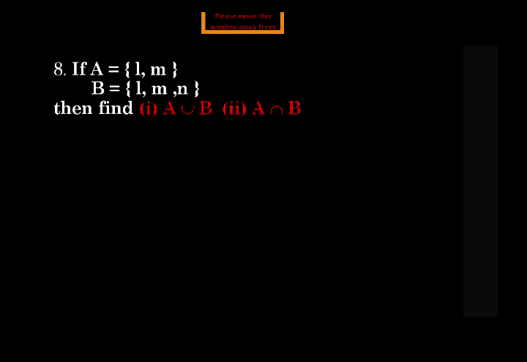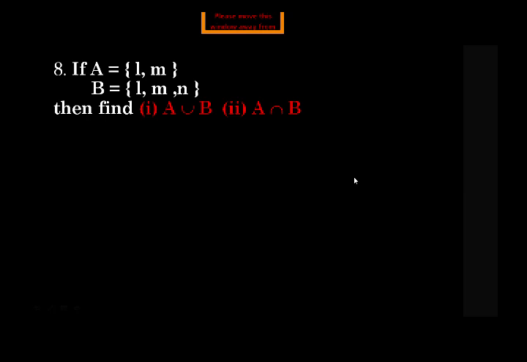Now we are moving towards the next question, that is question number 8. The question number 8 is, we have two sets A and B. A contains elements L and M, and B contains elements L, M and N. What we have to find? Again, we have to find A union B and A intersection B.